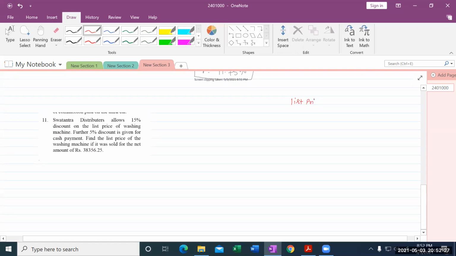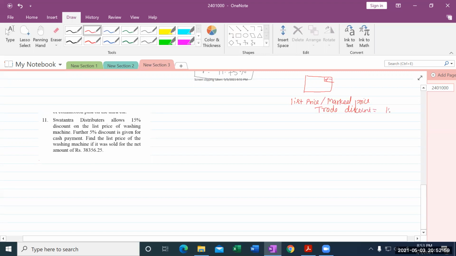List price is also called mark price. Mark price is nothing but the display price. Whenever you are purchasing anything, say a TV, there is a display price, the rupees given. That is called the mark price, the actual price. But every time the shopkeeper gives you a discount. That is called trade discount. The first discount is called trade discount.